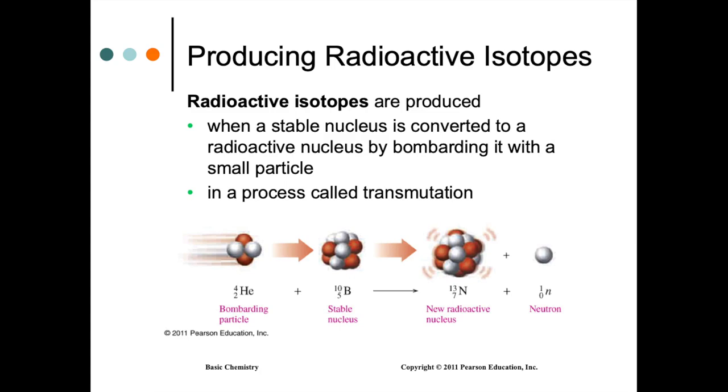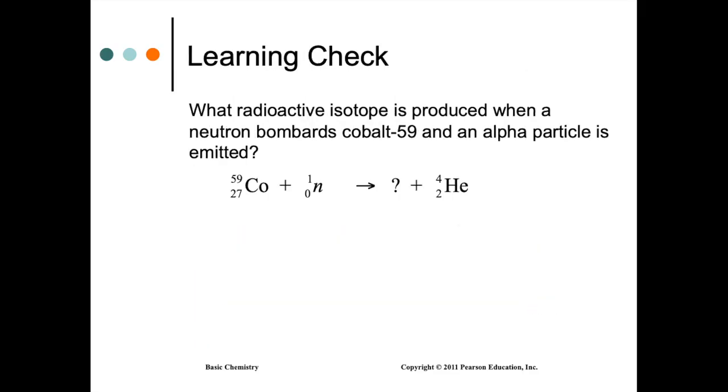Again, the way you're going to get asked this on a quiz or exam is you will have one of these equations with something missing. By knowing that the numbers have to add up on both sides of the equation, you can figure out what you are missing. So here's an example of that. Here we have cobalt-59 being bombarded with a neutron. It gives off some daughter nucleus and an alpha particle. What is the mystery particle that we produce in this process?